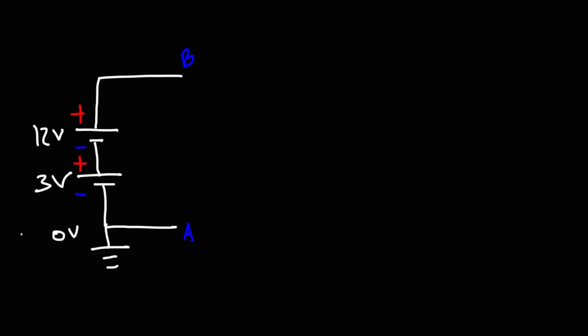So going from A to B, notice that this is a voltage rise. We're going from negative to positive, so the voltage is going to go up by 3. And going through the second battery, we're going from negative to positive, so that's a voltage rise. So thus, the potential at point B will be 15 volts.